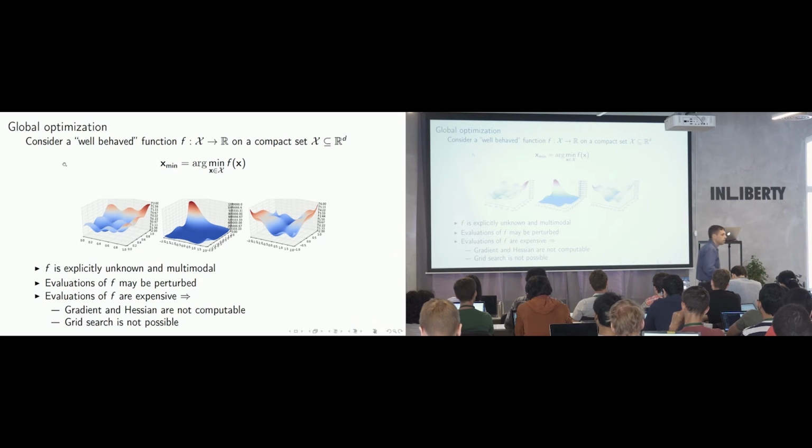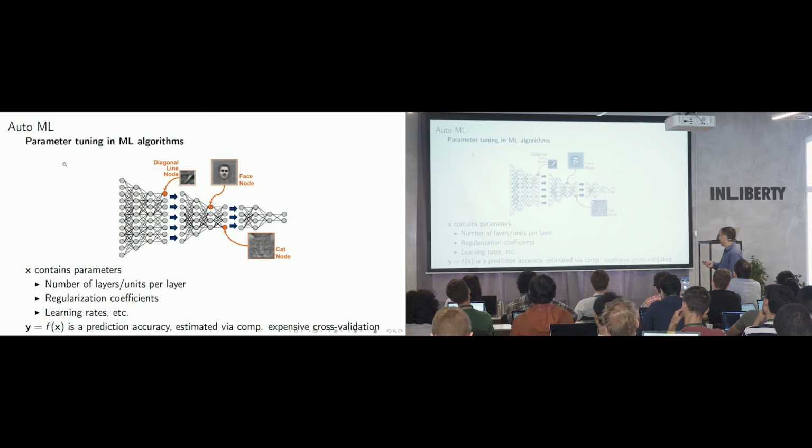Another typical situation is modern deep neural networks. Let us assume that we have some neural network which is trained, say, on some big data set like ImageNet.